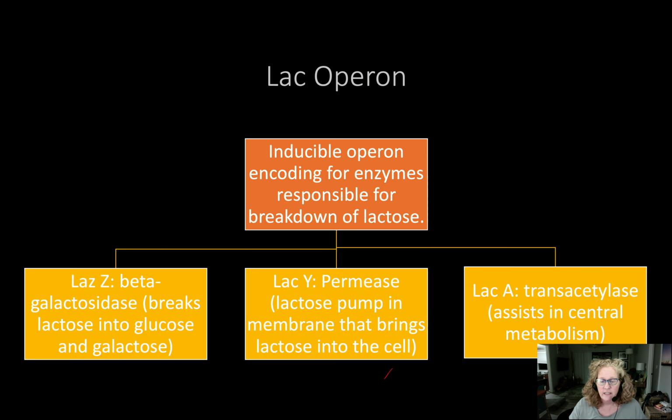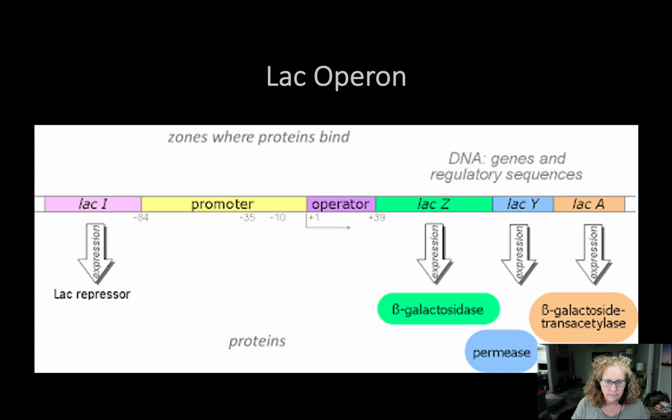And then the last is transacetylase, which is actually part of central metabolism. It speeds up central metabolism. It's not so involved in lactose metabolism per se. It's not necessary for lactose metabolism. It just speeds up central metabolic processes. So we're going to be concerned mostly with LacZ and LacY.